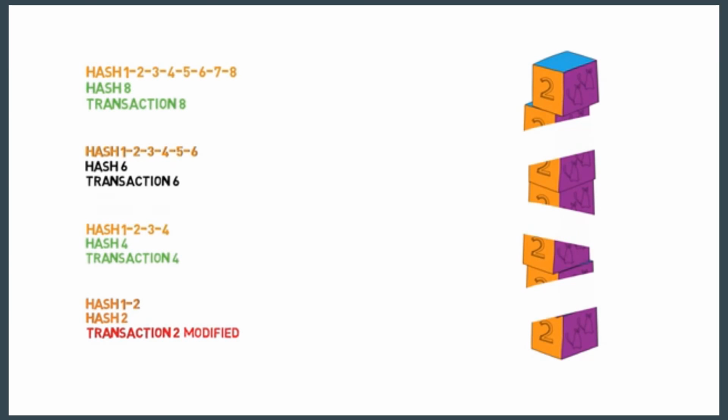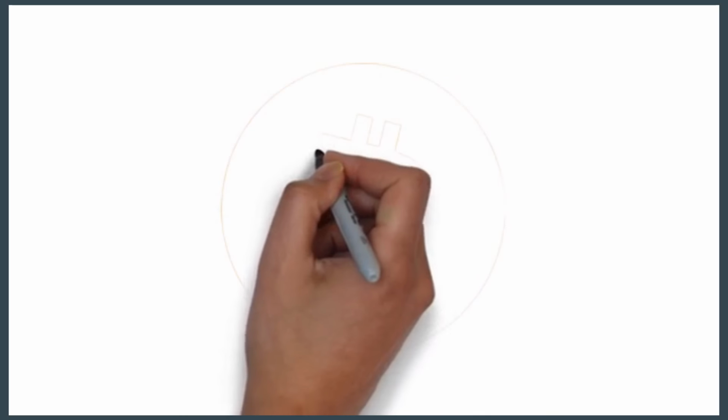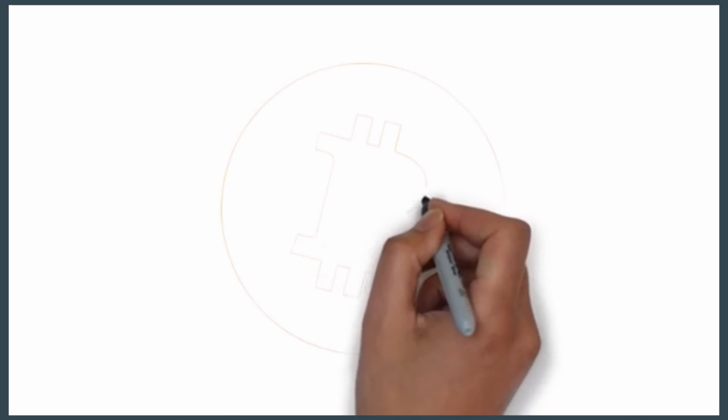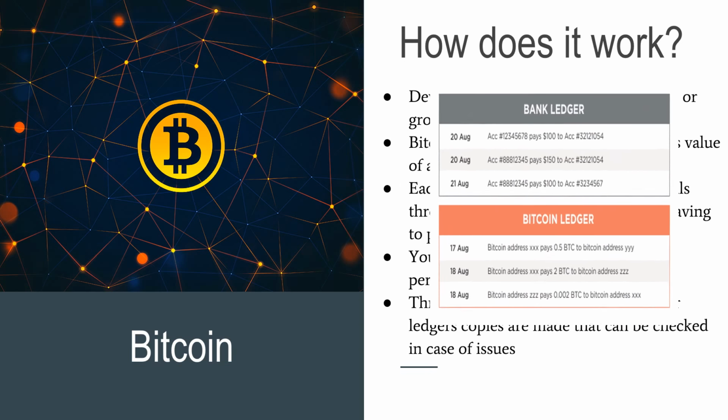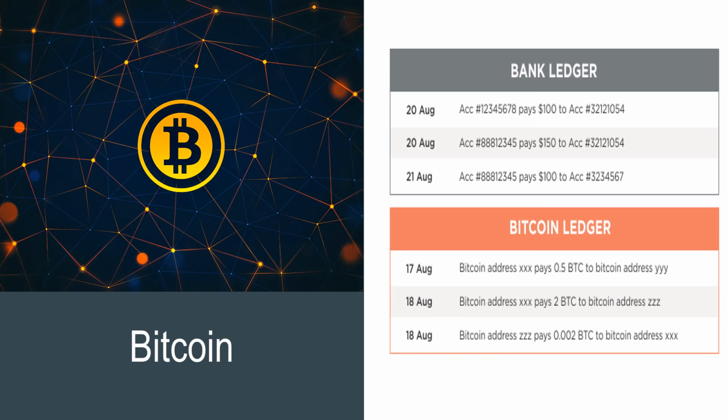The most famous technology based on blockchain is Bitcoin, which basically started the rage. But this is early, like the internet in '93, and the craziest innovations are still ahead. So let us see how the biggest implementation of blockchain, that is Bitcoin, which has revolutionized the market, works. It was developed by an individual whose pseudonym is Satoshi Nakamoto, and Bitcoin is basically a distributed ledger that holds the value of any user's money.